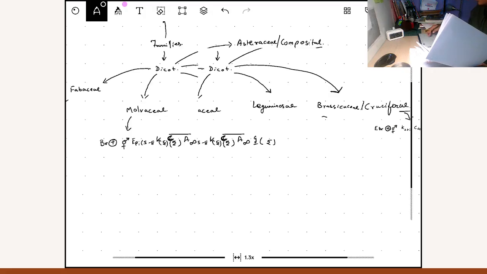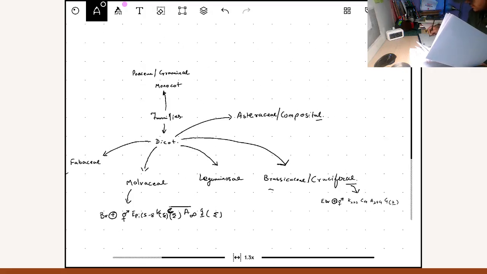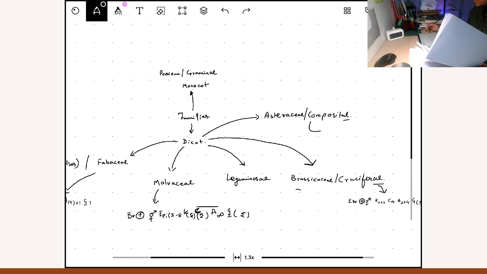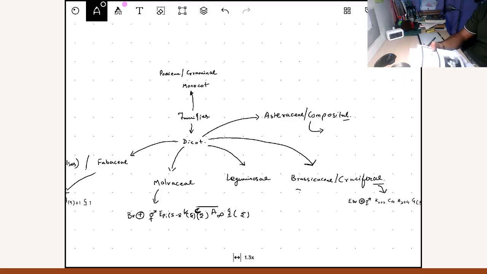Time to put the name on for Asteraceae. Asteraceae, my beautiful boy. Oh my god. It's very easy to understand.